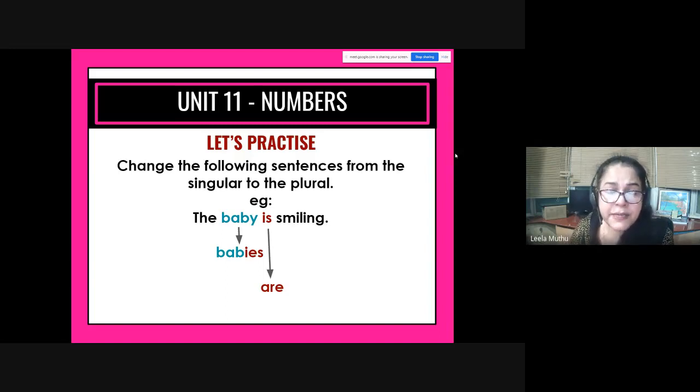The babies are smiling, when you change it into the plural. So now I might give you a sentence in the singular and ask you to change the sentence completely into the plural. So in that case, you must know the verb also has to change from a singular verb to a plural verb. Here, is smiling is in the singular, basically present continuous. You change it into the plural verb, which means is changes to are. The main verb remains the same. The baby is smiling. The babies are smiling.